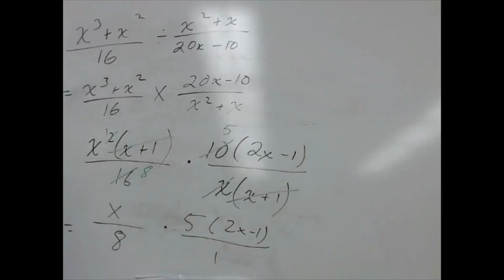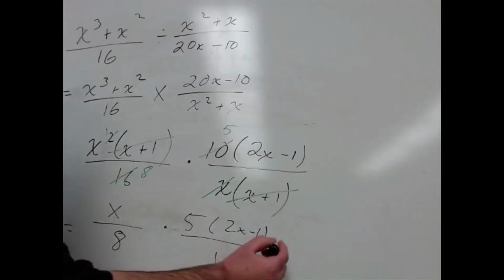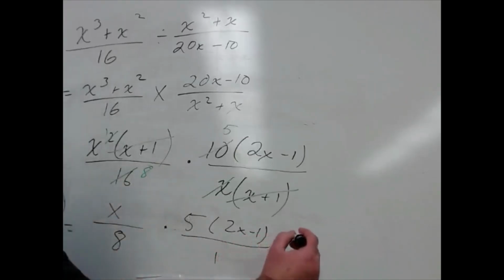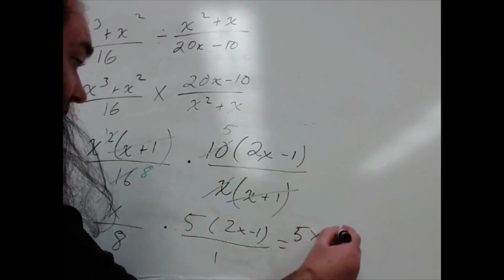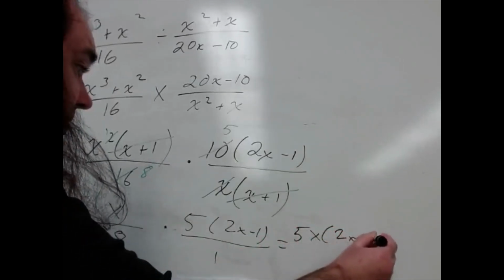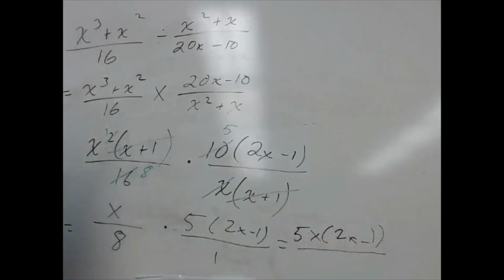Okay? So now that all of that is done, I just need to get my final answer. And to get my final answer here, all I would need to do is multiply everything together. So x times 5 times 2x minus 1 can just be written as 5x times 2x minus 1. And 8 times 1 is just 8. So my final answer is right there.